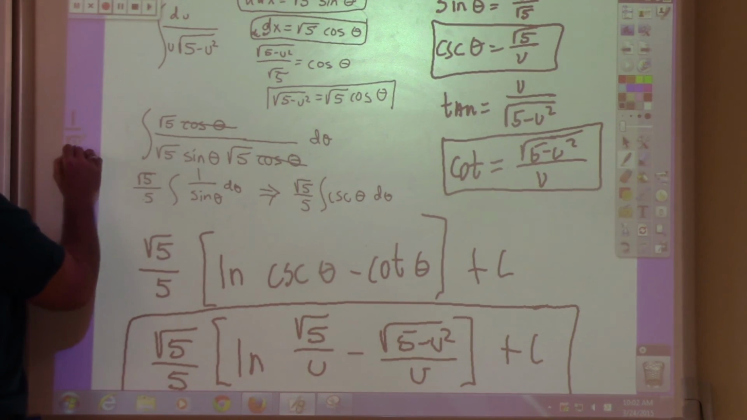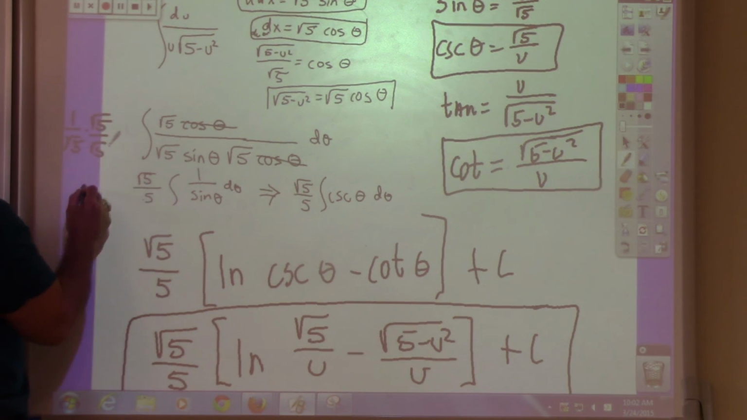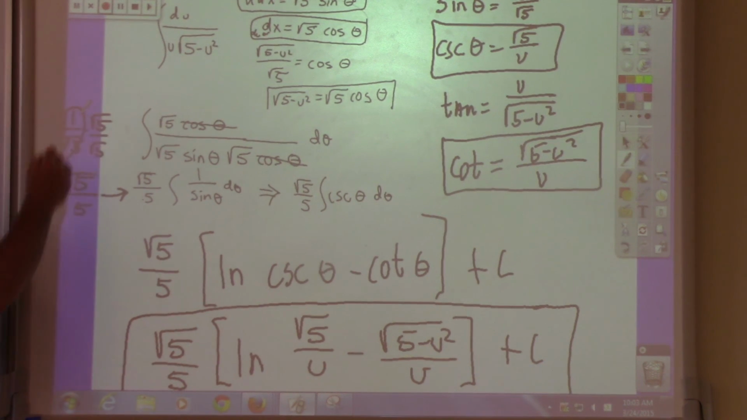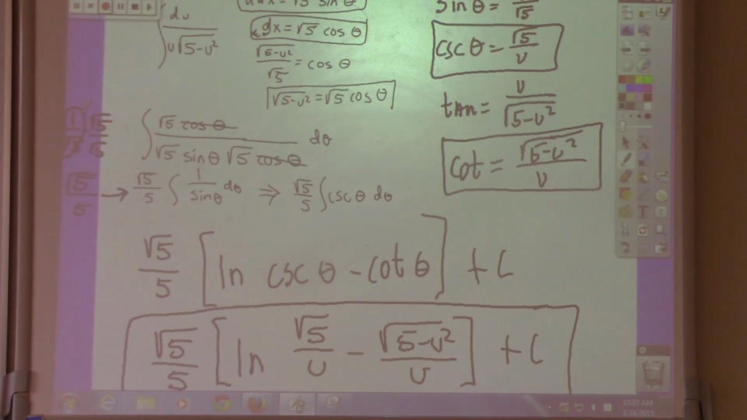1 over the square root of 5 times square root of 5 over square root of 5 is equal to square root of 5 over what? 5? That's what I got. I got the same thing. They just left it. They didn't rationalize the denominator. So that's it. Yeah, go ahead. Get on out of here. All right, so that's 7.3.